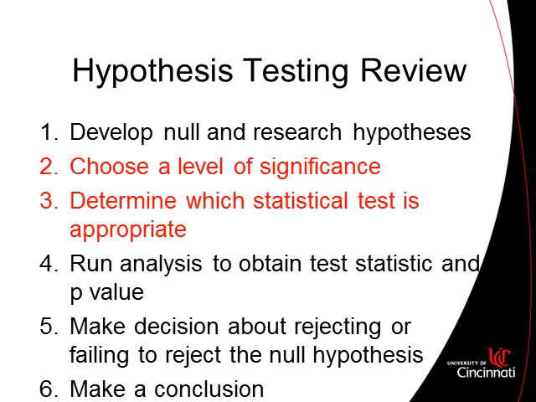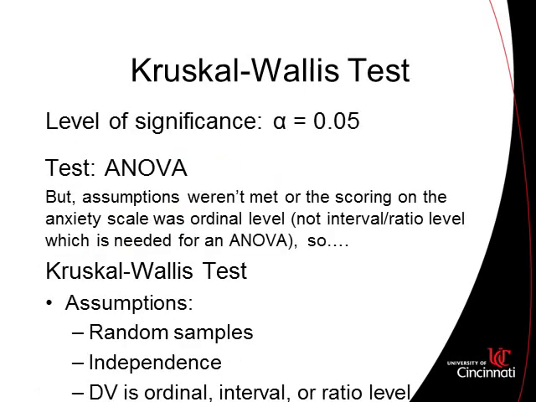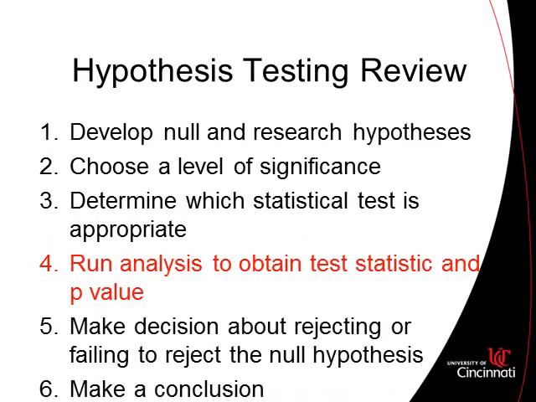We're going to choose our level of significance and determine our test. So we would pick 0.05 just because we don't really have a reason to make it smaller or larger. We would initially probably think of the ANOVA, but if our assumptions weren't met, if our dependent variable wasn't interval ratio level, it was ordinal level, then we would switch to the Kruskal-Wallis test. And we would run the test in SPSS and obtain our test statistic and our p-value.